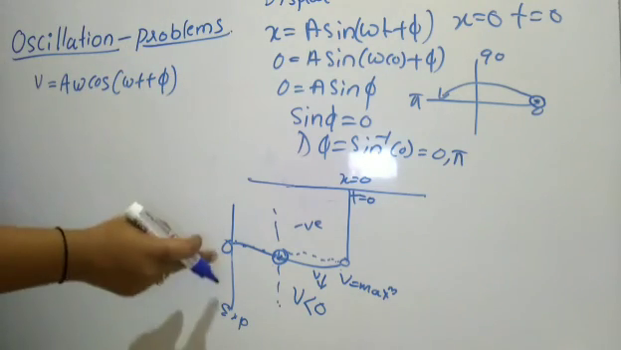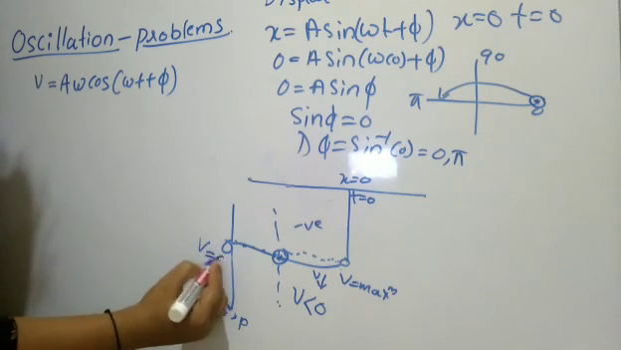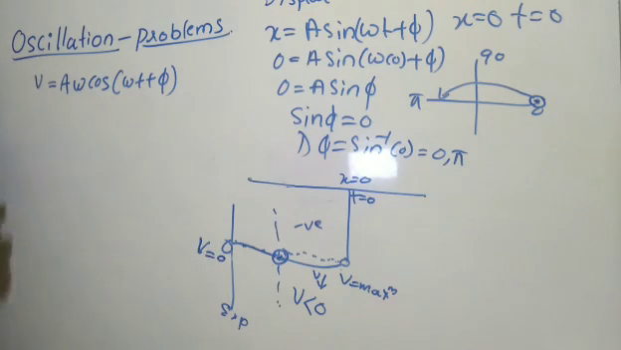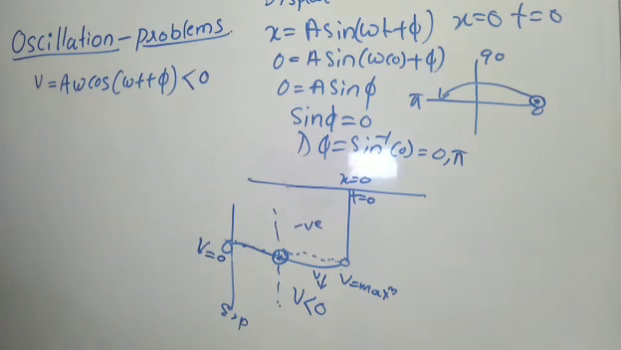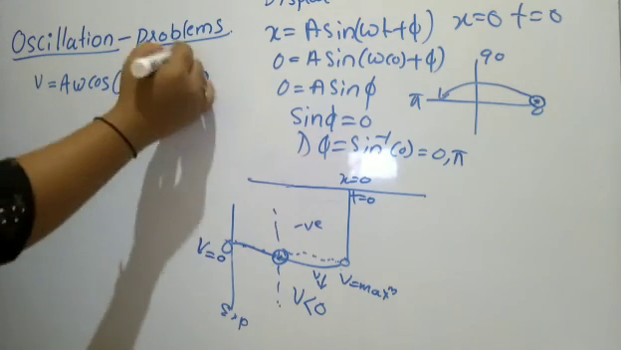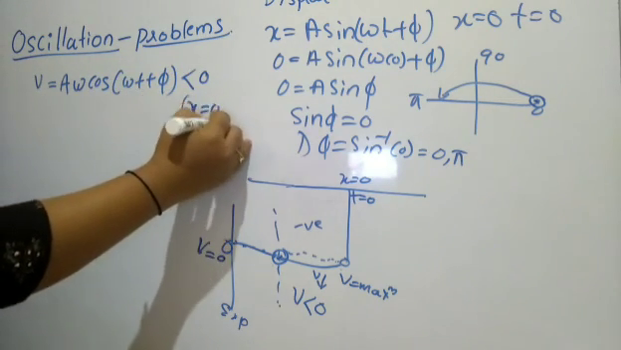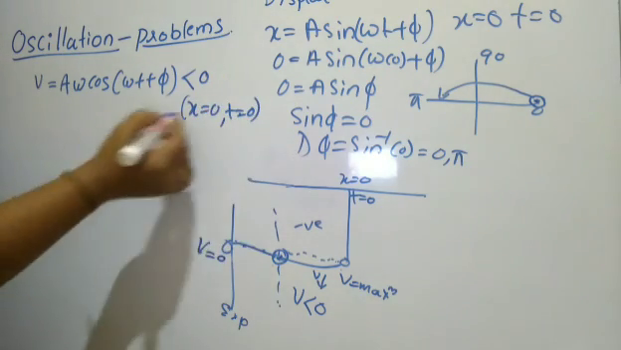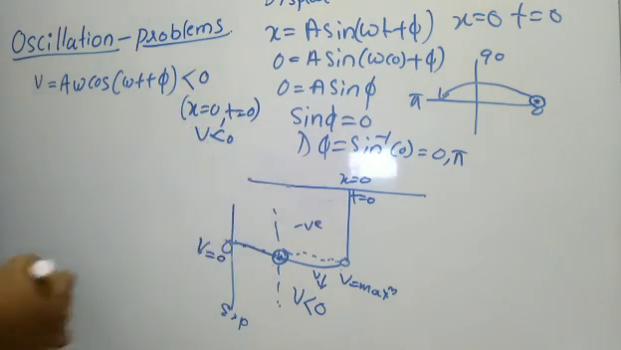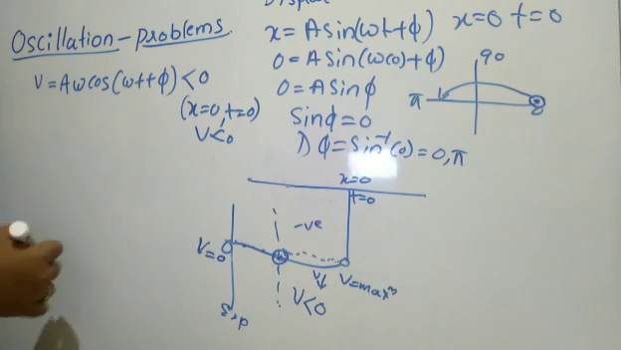What will the velocity be? At the extreme position v is equal to 0, but it has not reached the extreme position, it has reached somewhat in the negative direction with respect to the mean position. That was the question given here. So first we write that this part is less than 0 only. This condition holds good only when x is equal to 0 at t equal to 0. So velocity is going to be less than 0 here.